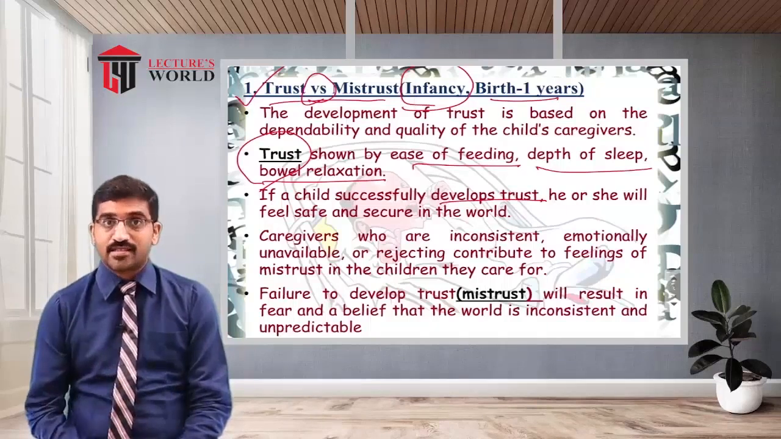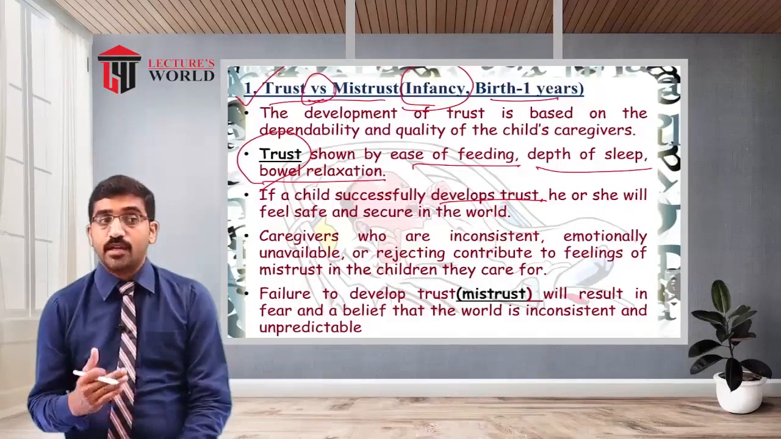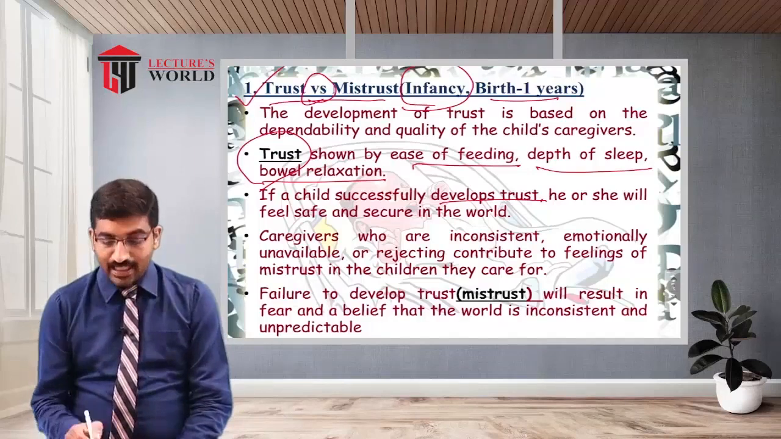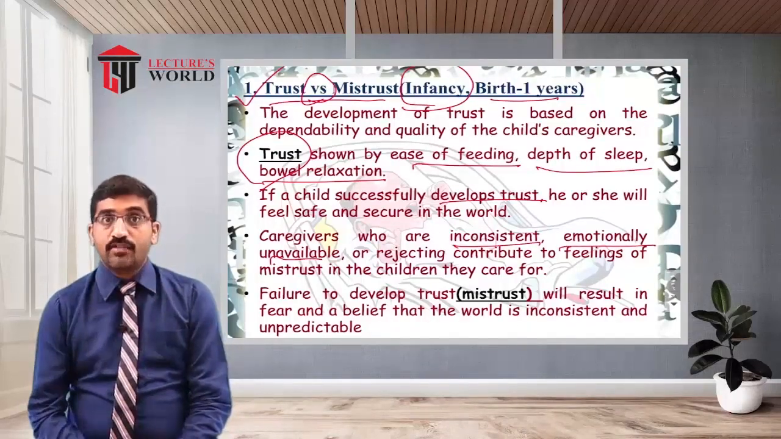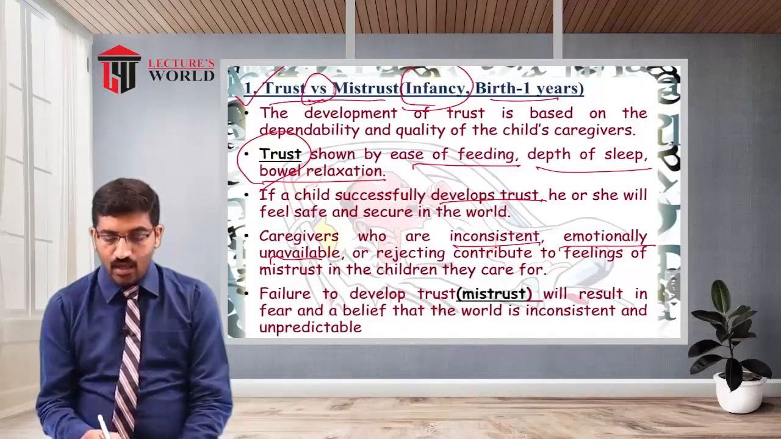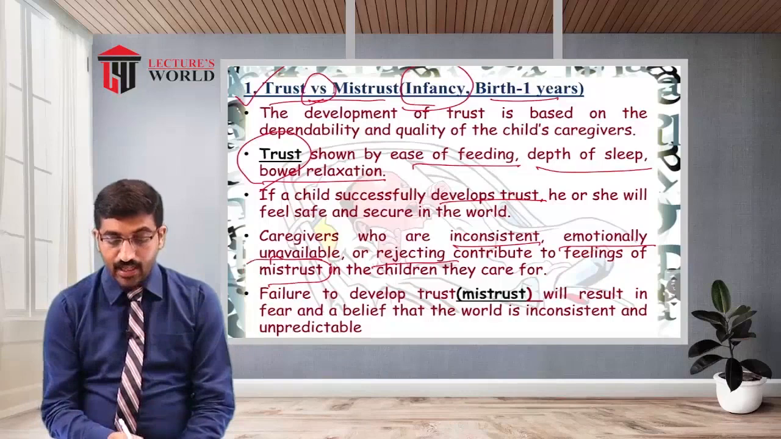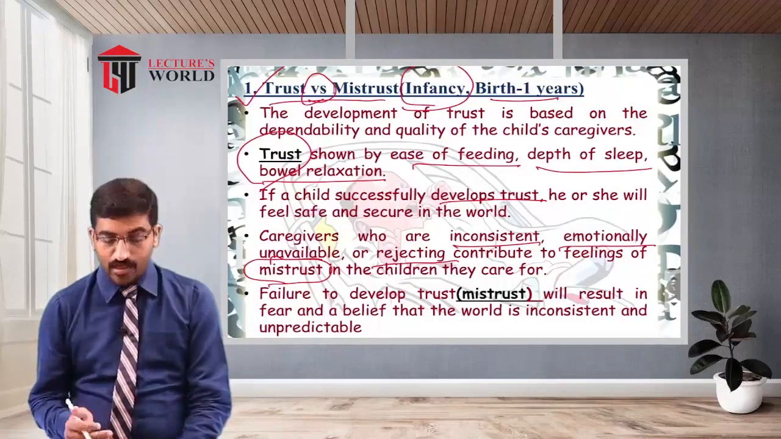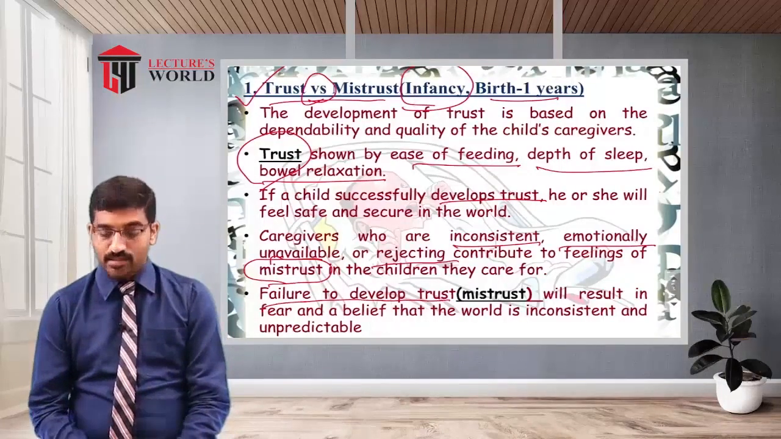So what is mistrust? Just the opposite. Trust we said Vishwas, Bharosa. So that child is having that Vishwas, Bharosa with the mother or the caregiver. But if the caregiver is inconsistent, emotionally unavailable, not available when the child needs, or rejecting or neglecting, then the child will develop mistrust. So he will not have that bharosa, that vishwas towards that mother. So failure to develop trust is known as mistrust.